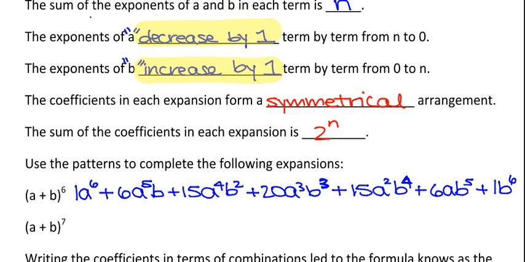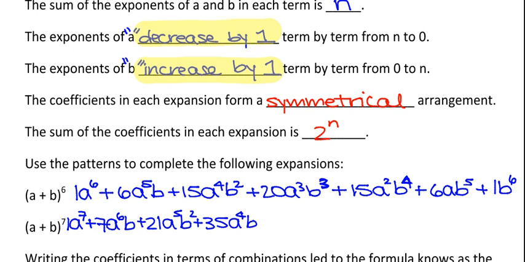So let's try expanding this one. We're going to have to squish it. So 1, a to the 7. Our next coefficient is 7. A will decrease, b will increase. Then 21, a to the 5, b squared. Then 35, a to the 4, b cubed. Then 35, a cubed, b to the 4. Then 21, a squared, b to the 5.